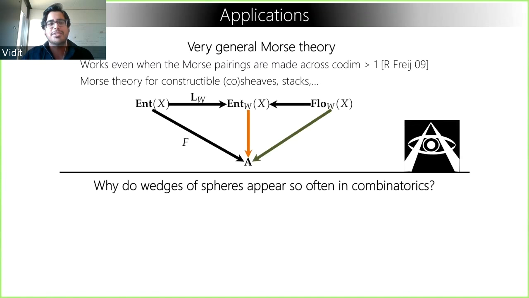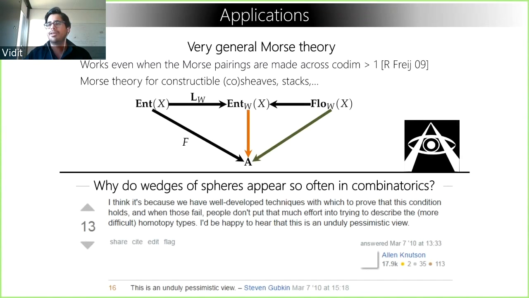And here's a second question, which appeared on Math Overflow some years ago. If you're familiar with this website, it's where people ask questions about mathematics, which is, why do wedges of spheres appear so often in combinatorics? And the answer was that it's because whenever something has an exotic homotopy type, we don't have the tools to detect it. And this is the beginnings of such tools. You can now actually see homotopy types that are different from wedges of spheres. So I'm optimistic that something good will come out of it.